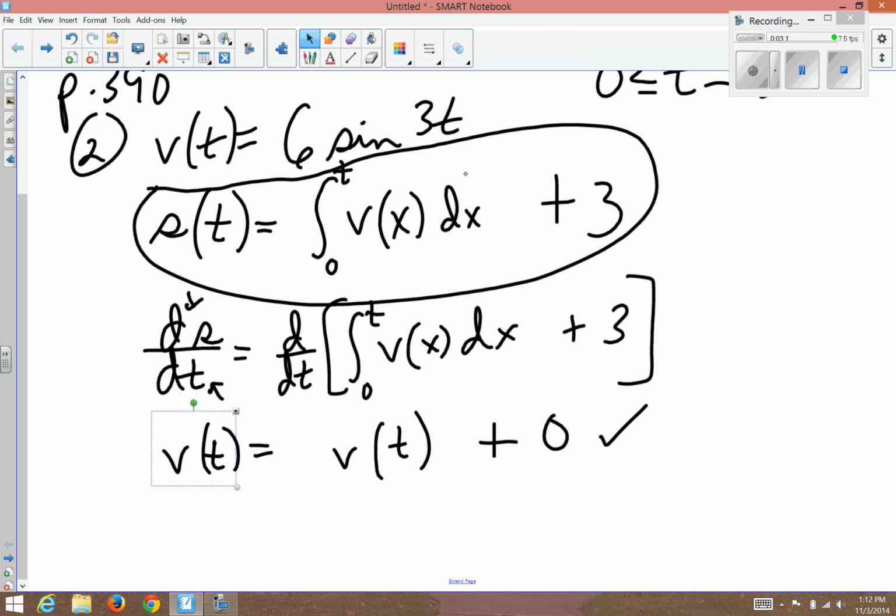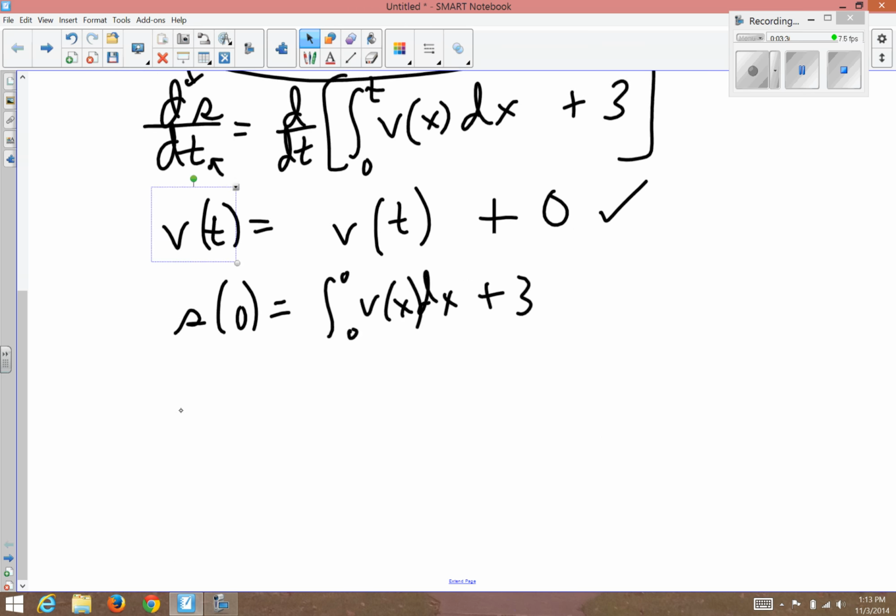But also using what I circled up here, s of 0 would mean replace the t, which is the upper limit of the integral, with a 0. S of 0 would be the integral from 0 to 0 of v of x dx plus 3, which follows that s of 0 is equal to 3, because the integral from 0 to 0 of anything is 0, because these terms are the same. And I needed this to be true, s of 0 equals 3. I need that to be true because it is in the directions. That's in the directions.